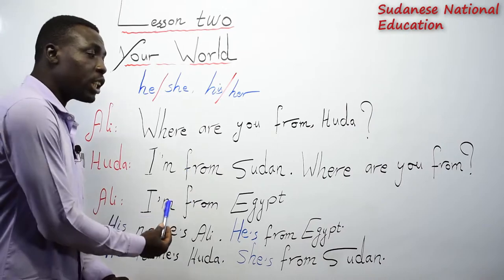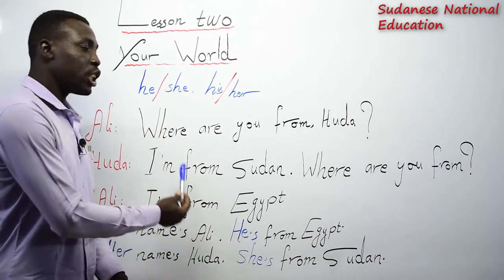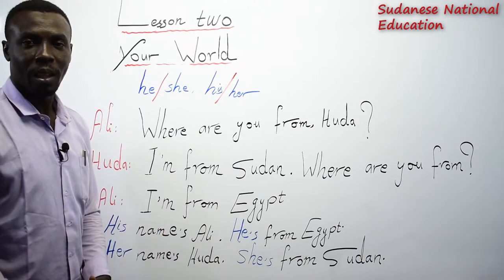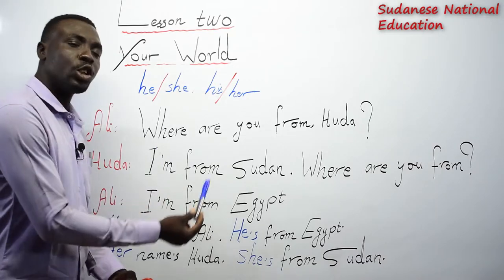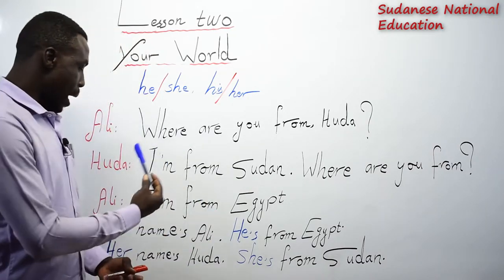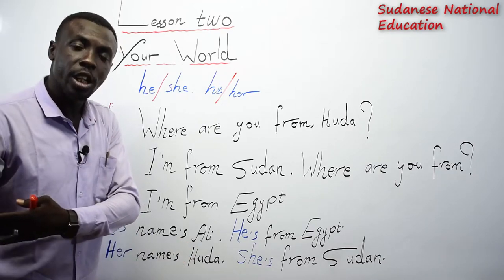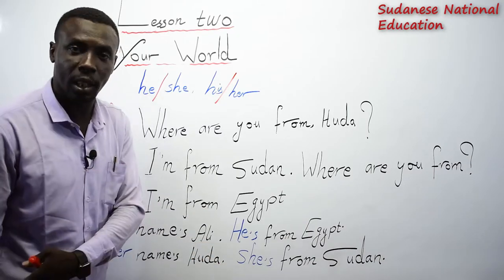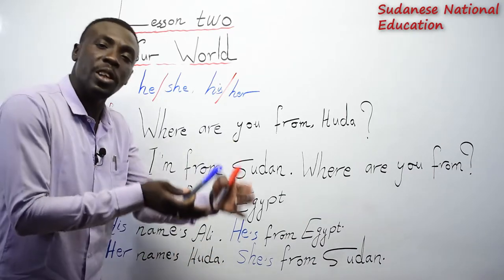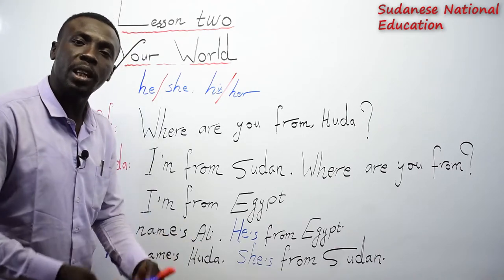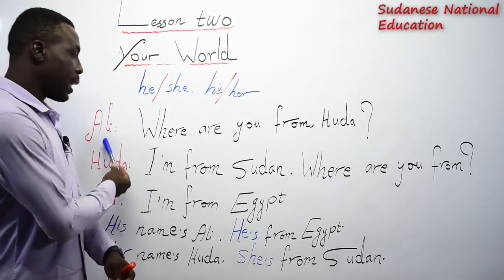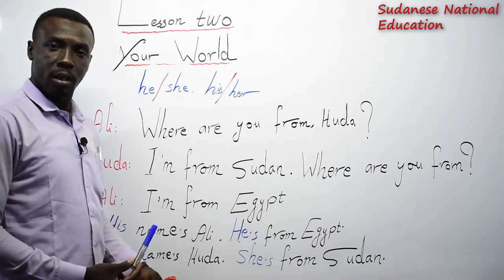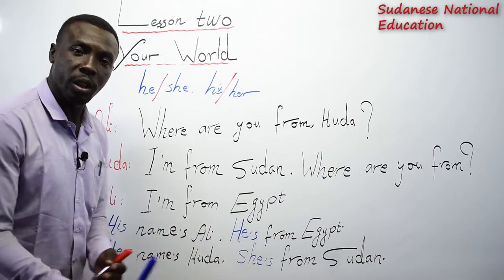So, Huda is from Sudan. And Ali is from Egypt. That means Huda is Sudanese. Ali is Egyptian. Egyptian is the nationality. Sudanese is the nationality. Sudan is the country. Egypt is the country. So Ali is from Egypt. Huda is from Sudan. So these are the countries.